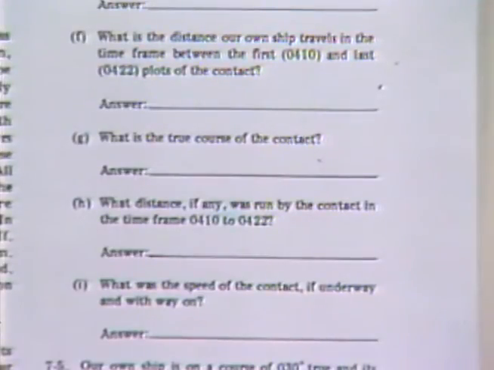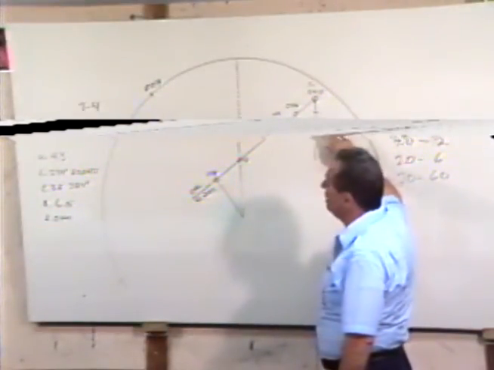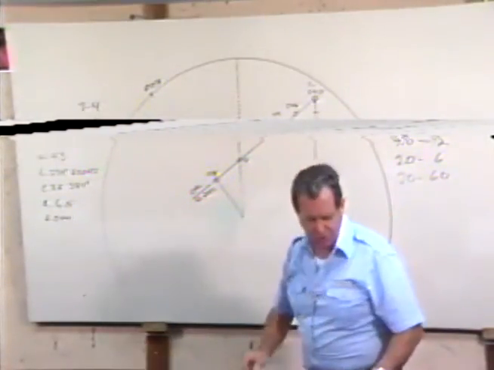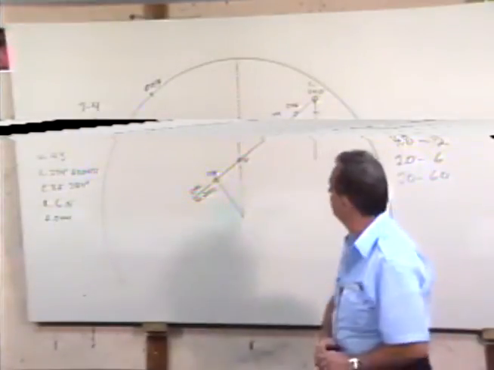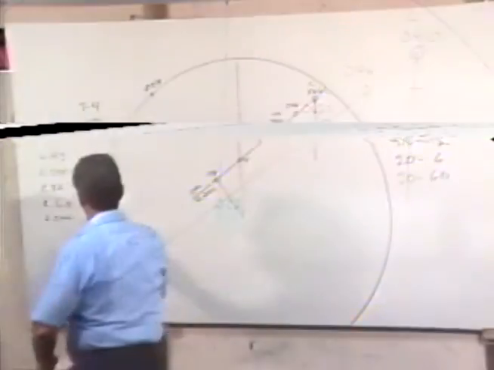F, what is the distance our own ship travels in the time frame between 0410 and 0422 plots? In other words, they want to know how far we have moved in this distance. And we have already done that. You remember that our speed in this problem was 12 knots, and so we made this 1.2 miles and another 1.2 miles, a total of 2.4 miles. So the answer to that question we have already done, and it should be 2.4 miles.